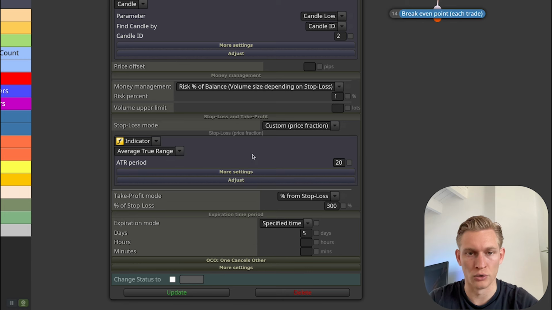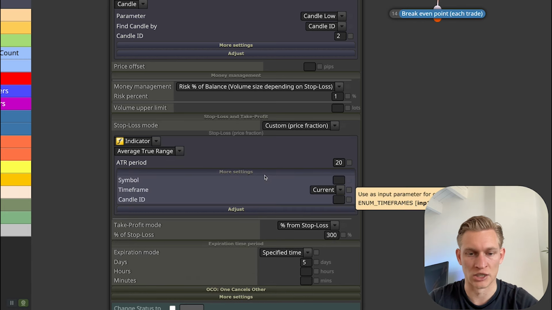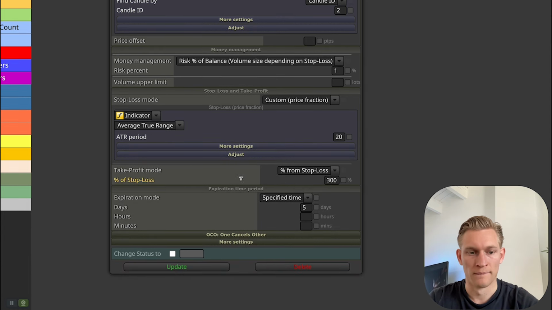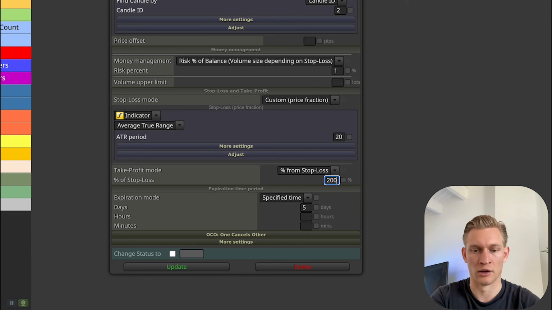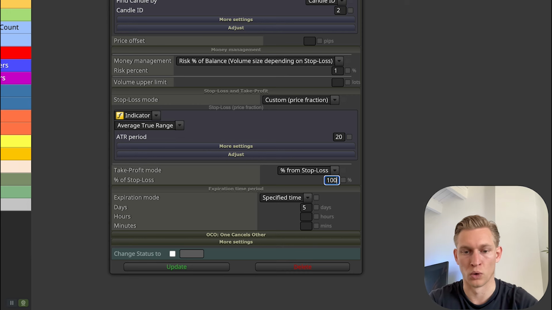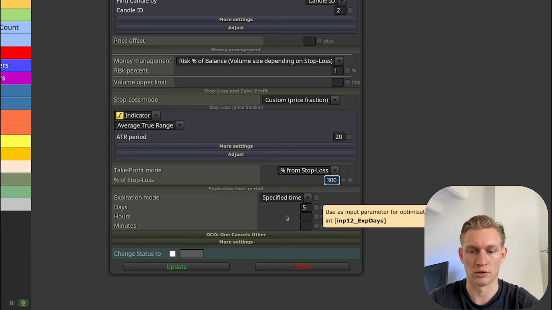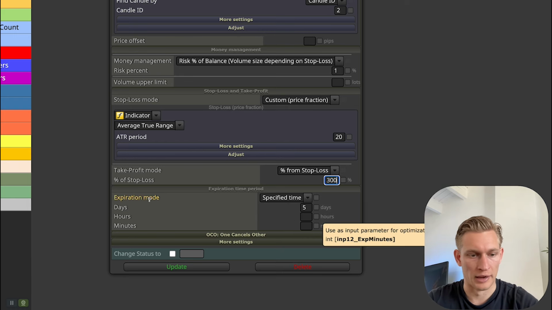So now we use the 20 ATR on the time frame we're gonna run the system on. You can also change the time frame there, but for now that's fine. Take profit. I want to have 300% of my ATR stop loss, so 1 to 3 risk to reward. You can also make a 1-to-1, so your stop loss is the same size of your target, but 3 times is better. And then when to delete the order.